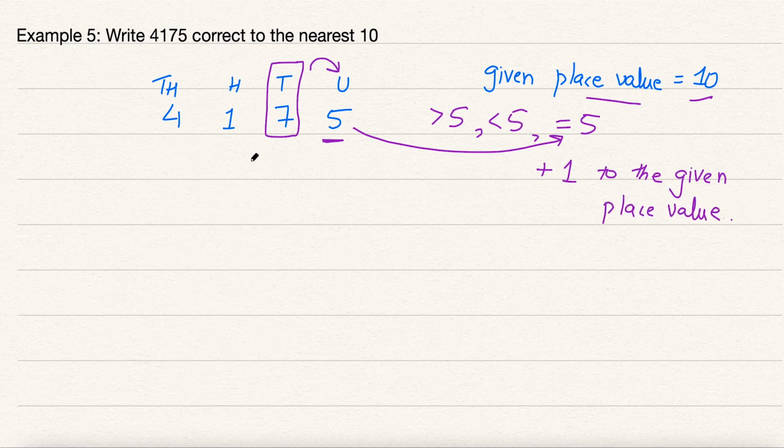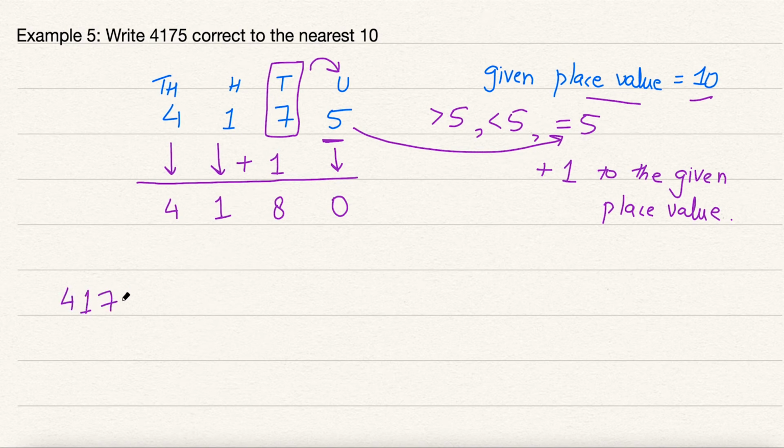So what you will do is you will add 1 to 7. Now the digit to the right will be replaced with 0. So this will be 0. 7 plus 1 is 8. The digit to the left will be copied as it is. This will be 1, and this will also be copied as 4. So when you round off 4175 correct to the nearest 10, then you will get 4180 as the result.